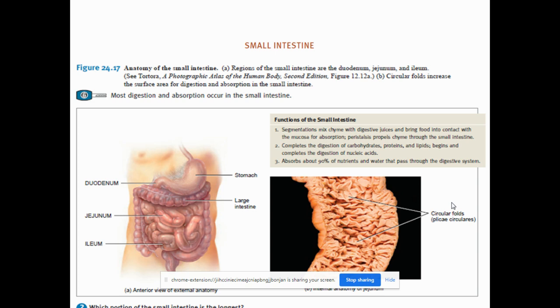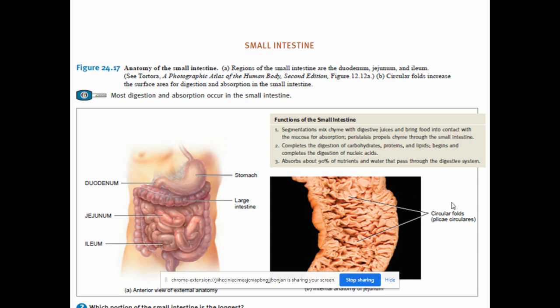So these are the three regions of the small intestine, and this is the second longest region of the digestive system, second to the large intestine. The first one is the large intestine. The second longest region of the digestive system is the small intestine. So, what are the different regions of the small intestine? Duodenum, jejunum, and ileum. The small intestine is a very long tube.